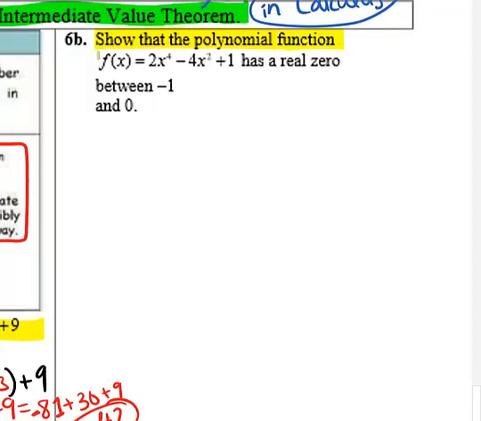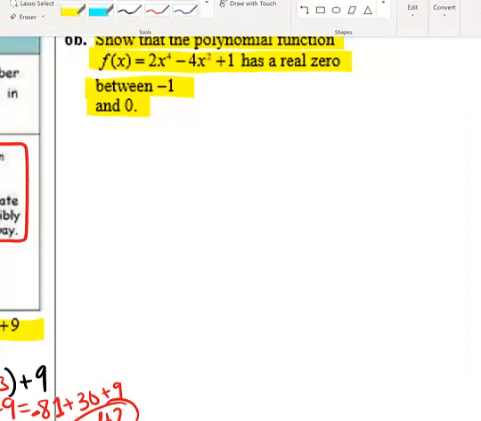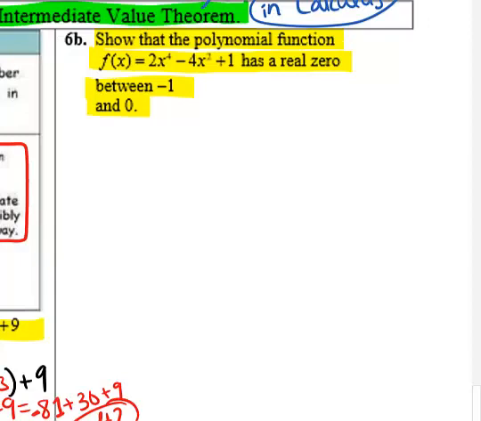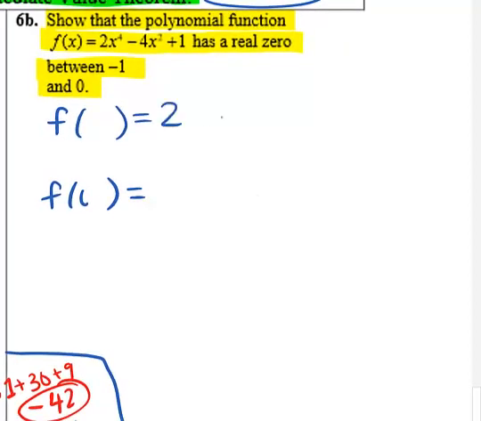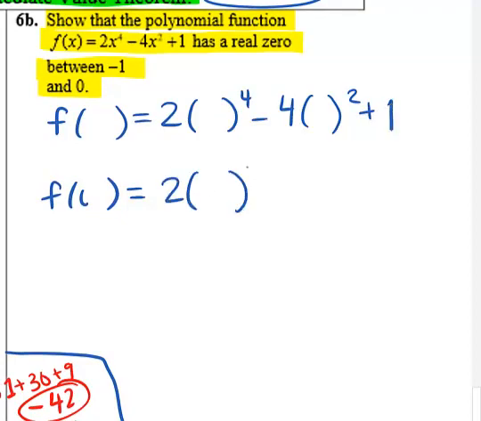So the next one, they're going to want us to do the same thing. Show that the polynomial function has a real zero between -1 and 0. So what I'm expecting is I'm going to substitute each of those x values into this function. I'll do f of -1 and f of 0. One of those is going to be a positive number, one a negative number, meaning that one of those points is above the x-axis, one is below. And then that would show that it has to cross somewhere from one to the other.